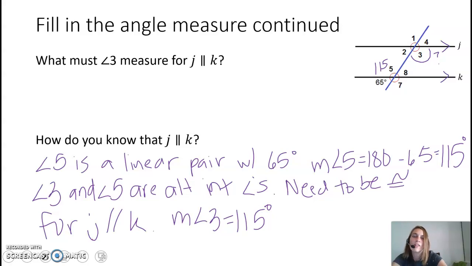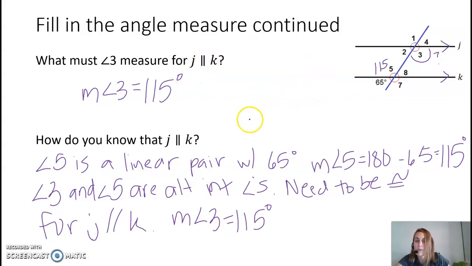So using all of this reasoning, our second part of the question actually helps us find our first part. The measure of angle 3 needs to be equal to 115 degrees. Of course, if you were doing this problem, you'd have to show some of that work. 180 minus 65 gives us 115. And then the explanation, going through the fact that we have a linear pair here. So that was why we did the subtraction. And then those two need to be congruent since they're alternate interior angles. So they need to both be 115 to make those two lines parallel.